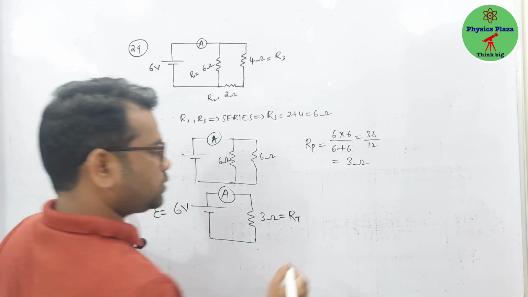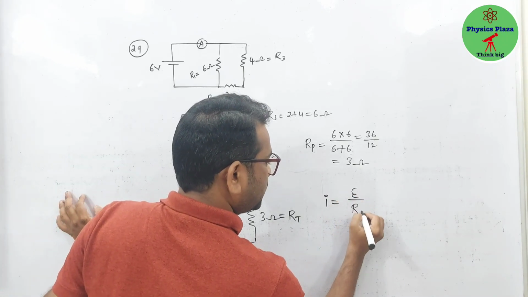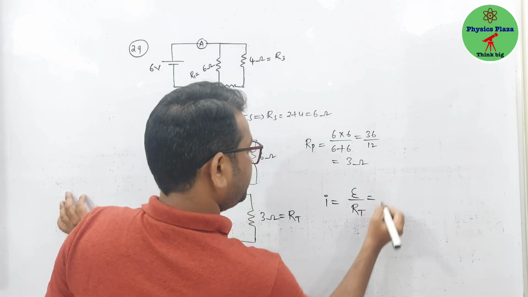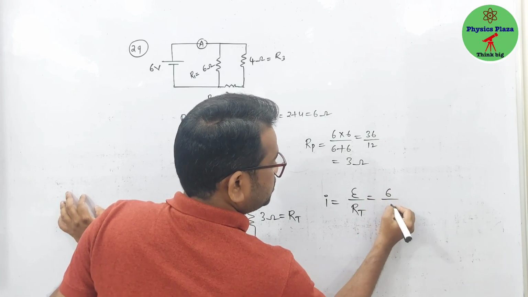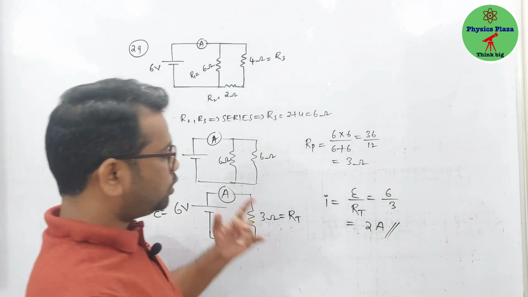Fine. So we know that total current is equal to EMF by total resistance. EMF is given as 6, total resistance is 3. So this will be 2 ampere. Copy it.